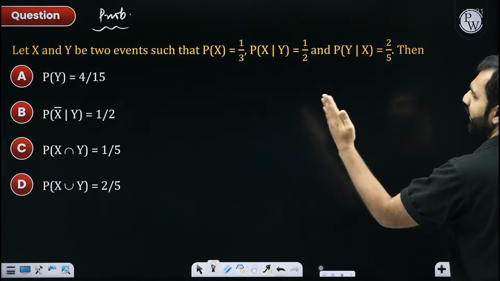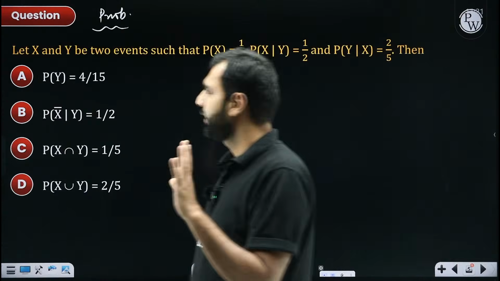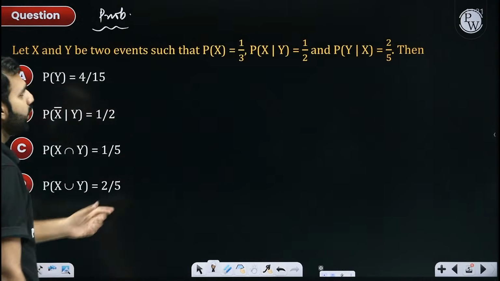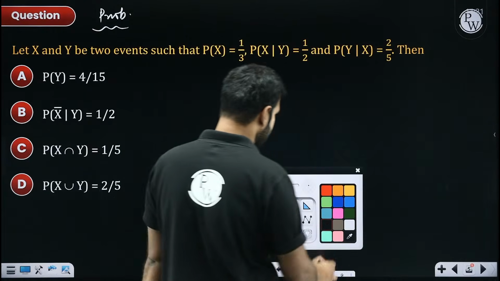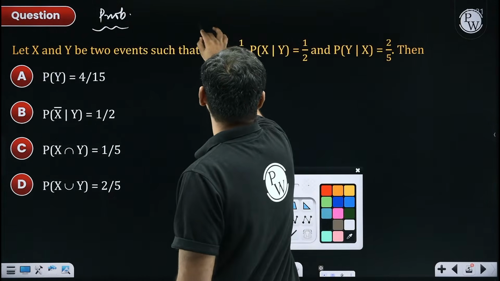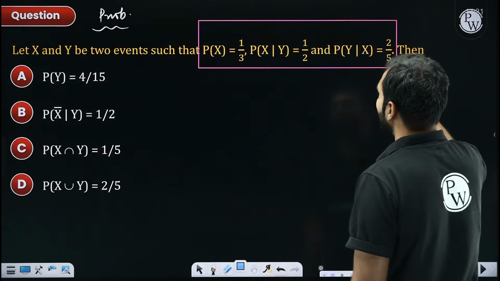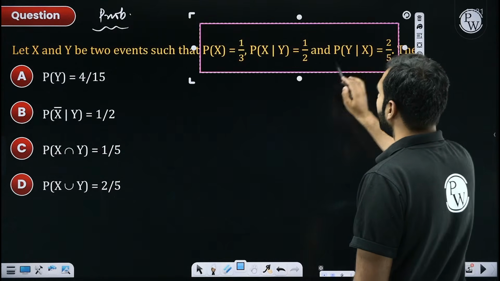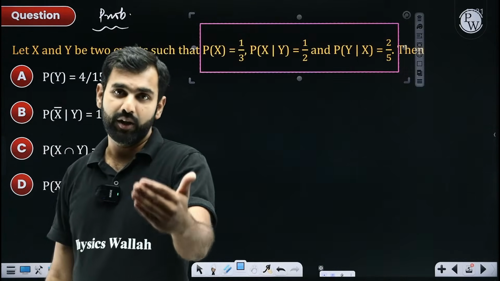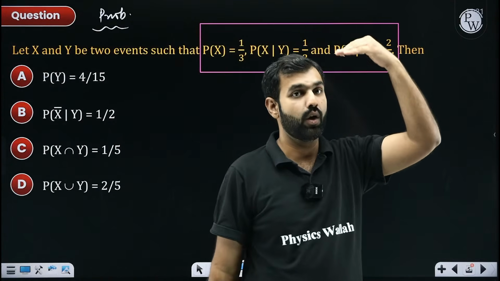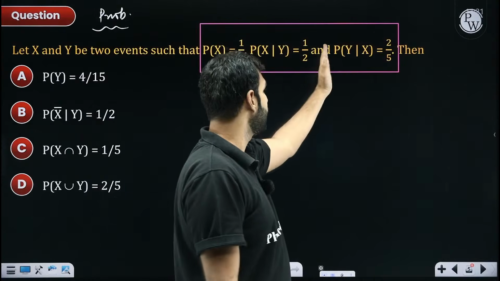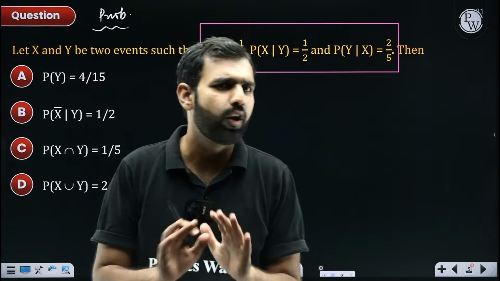Now, when we solve this particular one, how do we do this? There are two events, x and y. We are given P(x) is 1 by 3, but we are given P(x/y). This is clearly a conditional probability. So P(x/y) means happening of x when y has already happened, and P(y/x) means when x has happened, the probability of y happening. I hope you got this.